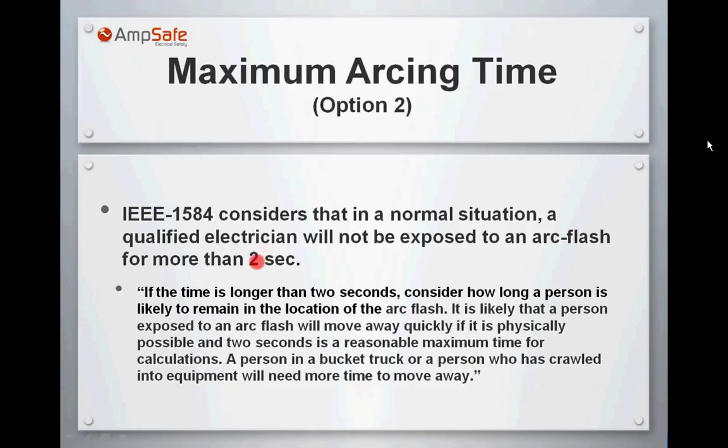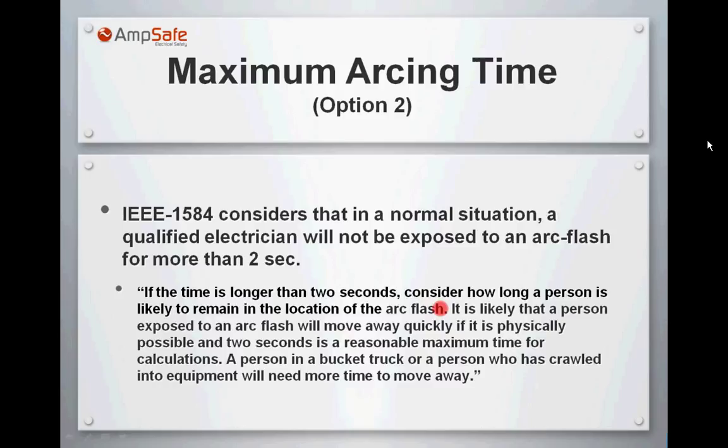It says, if the time is longer than 2 seconds, consider how long a person is likely to remain in the location of the arc flash. In other words, how about if a person is doing some work on bus duct or busways, mounted on a genie lift, and there is very little space that he can run away to? I mean, no space to run away, unless he throws himself into the vacuum in the air, okay? But then you have another safety problem. So it's restricted. He cannot move away either by his own feet or by the blast.